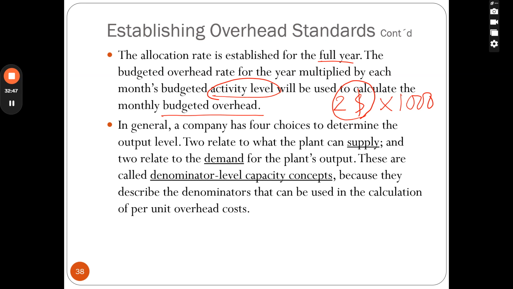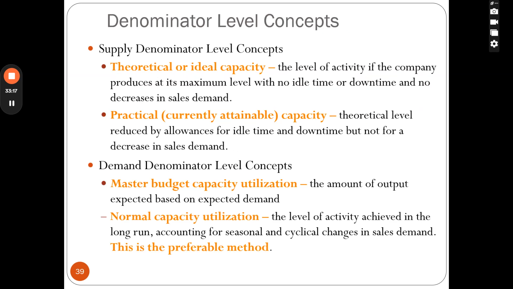This is what we are going to apply to the work in progress that we have seen in overhead allocation in section D. But while selecting the activity level, this also we discussed, we have 4 choices, and 2 are related to supply and 2 are related to demand for the product. I hope you remember this.